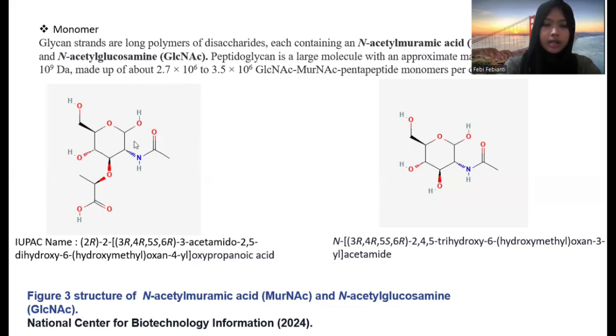This is the chemical structure of N-acetylmuramic acid and this is the chemical structure of N-acetylglucosamine.